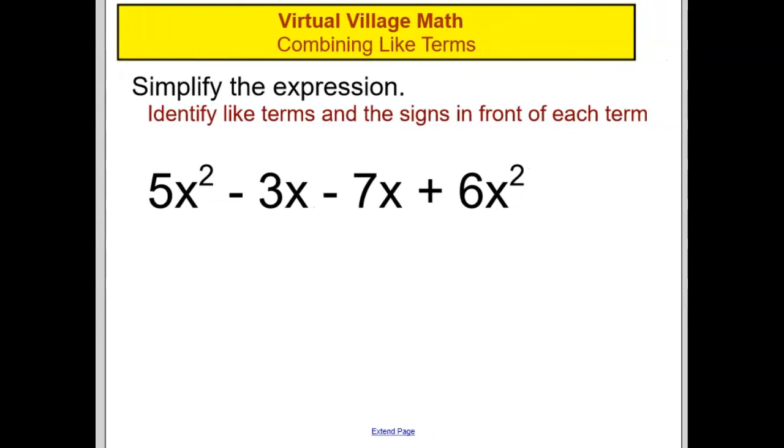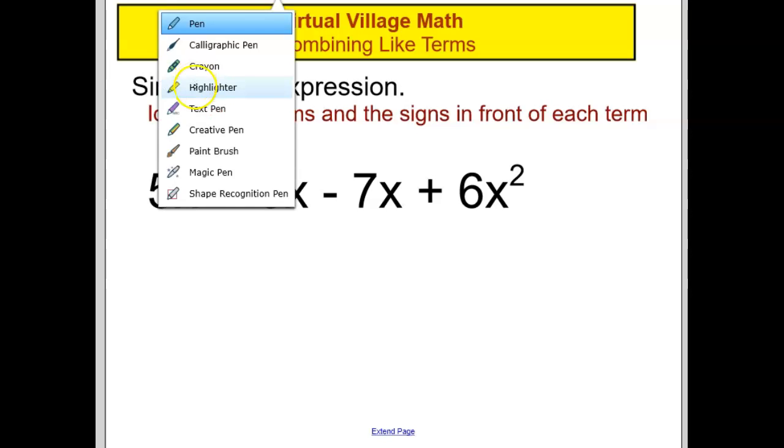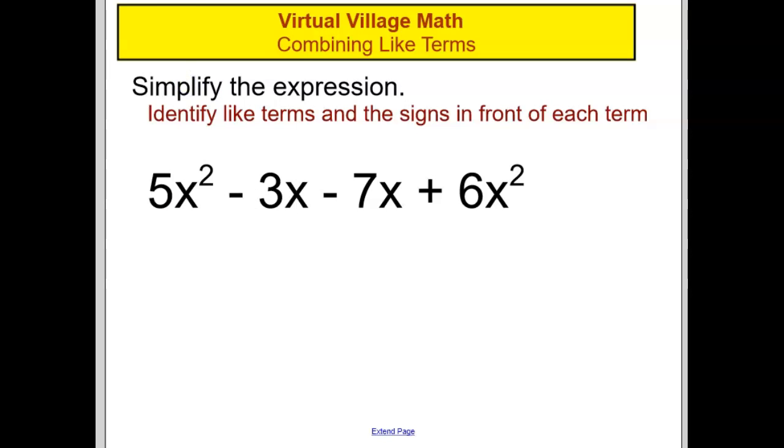All right, let's see this without the tiles now. I've got 5x squared minus 3x minus 7x plus 6x squared. I want to combine my like terms. So here's what we would like you to do. Find the like terms and highlight them, circle them, somehow show which ones are like terms, but also make sure you grab the sign that comes in front of each term.